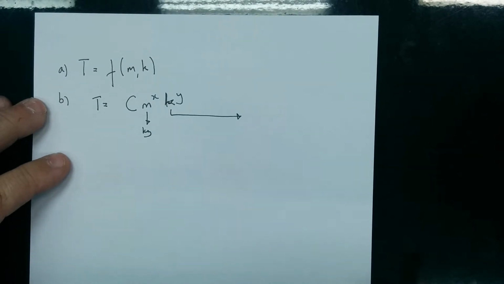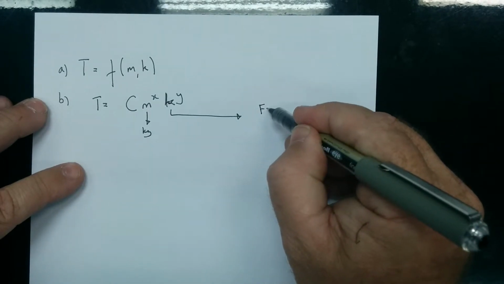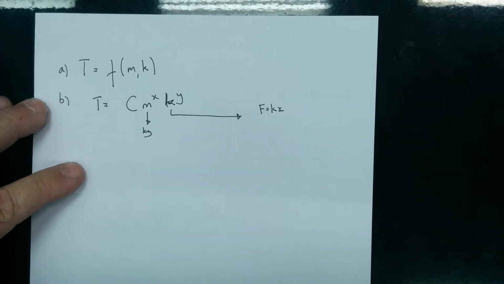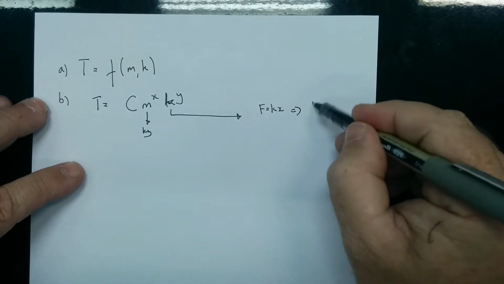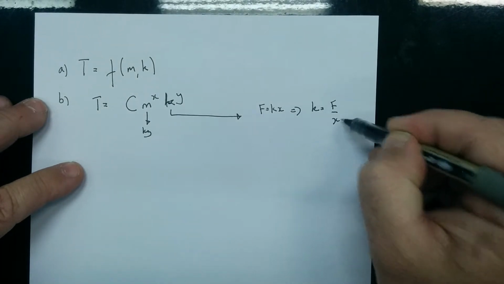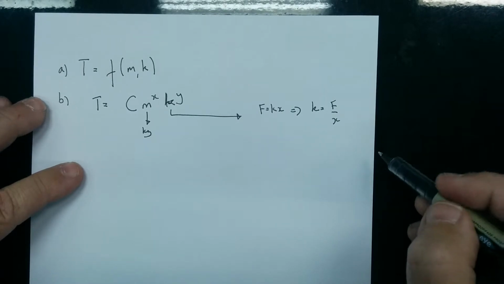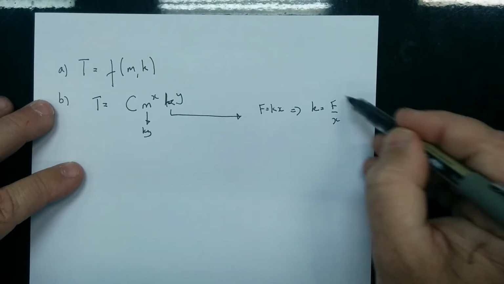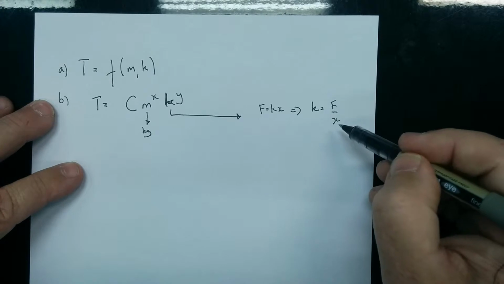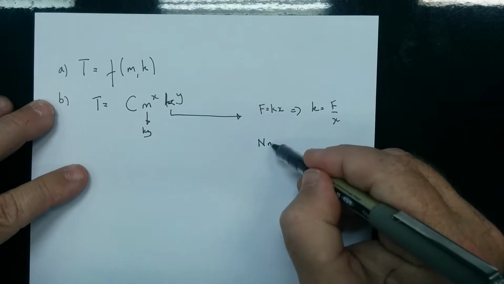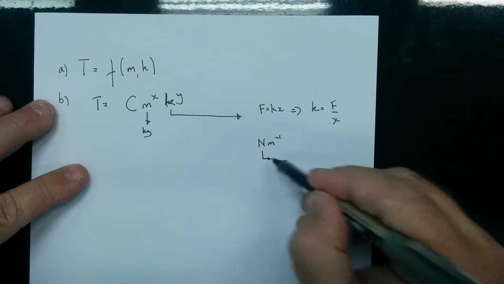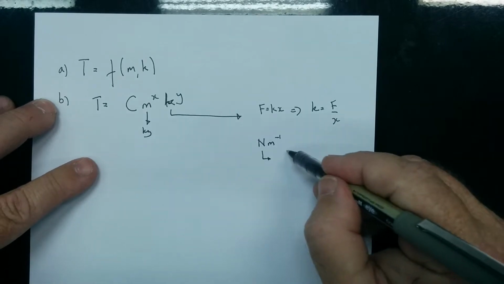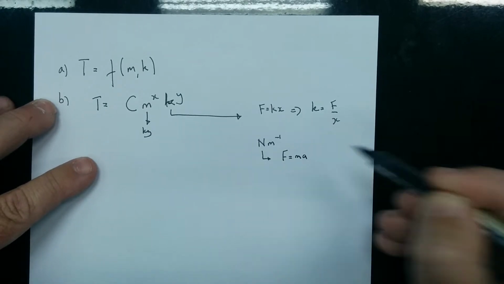Well, we can determine the dimensions of k by using F equals kx, which you've done with Miss Ruth, which means that k is equal to F over x. So k is going to have the units of newtons per meter. Now, how can we get the dimensions of newtons? Well, we could use the equation F equals ma.